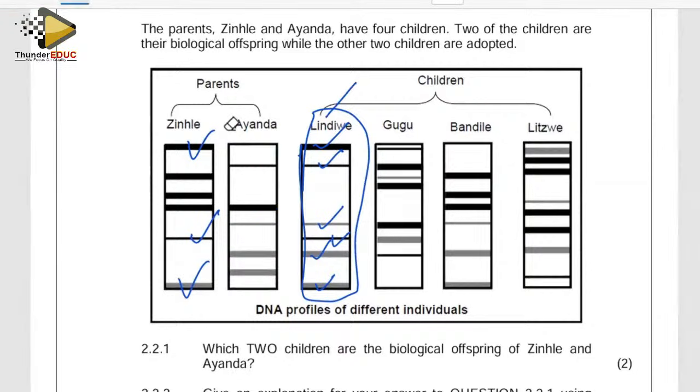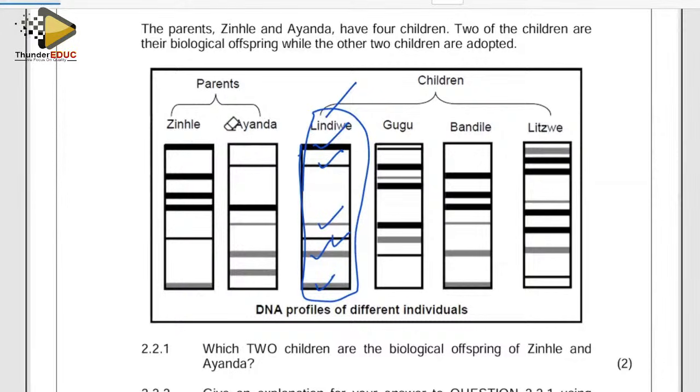Let's go to the next one. Nope. Nope. Maybe this one corresponds with that. I don't know. Nope. Nothing, it's only one. So if I take the father and the mother, the remaining bands of the child do not correspond with the father. So this one is adopted.